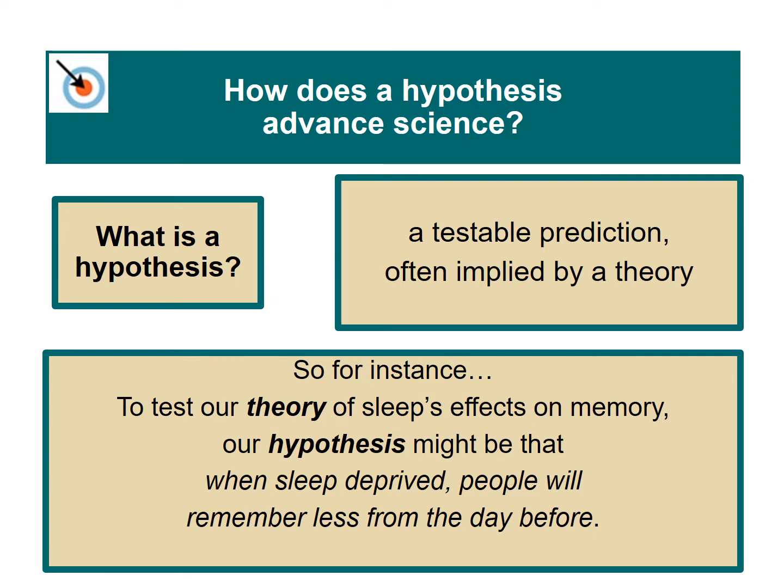And how does a hypothesis advance science? So a hypothesis is a testable prediction. It's often implied by a theory. So for instance, to test our theory of sleep's effect on memory, our hypothesis might be that when sleep deprived, people will remember less from the day before. Or if we want to put it in an if-then statement, if one does not get a lot of sleep, then one will not remember as much from the day before.